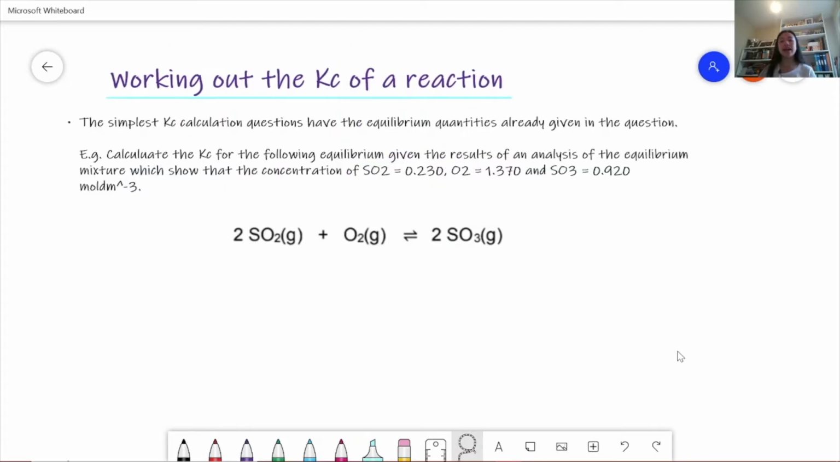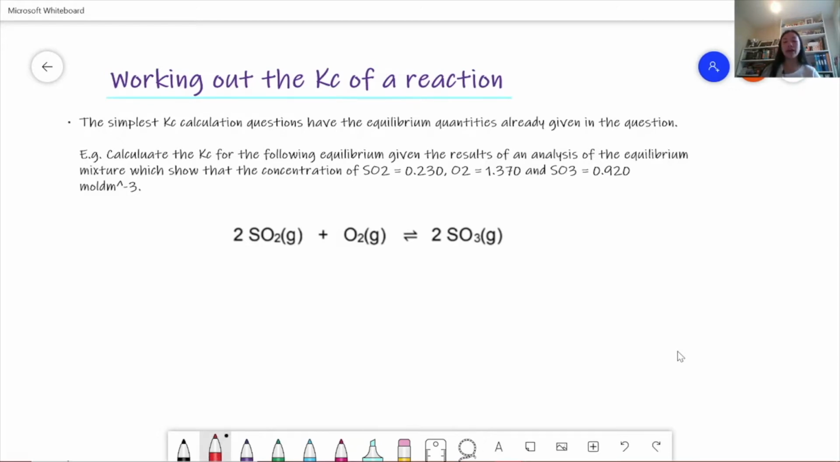So now we're going to discuss how to work out the Kc of a reaction. The simplest Kc calculation questions actually give you the equilibrium quantities already in the question. So the equilibrium quantities are basically how much of everything there is when it is in equilibrium. So calculate the Kc for the following equilibrium given the results of an analysis of the equilibrium mixture, which show that the concentration of SO2 equals 0.230 moles per decimeter cubed. Oxygen is 1.370 moles per decimeter cubed, and SO3 is 0.920 moles per decimeter cubed.